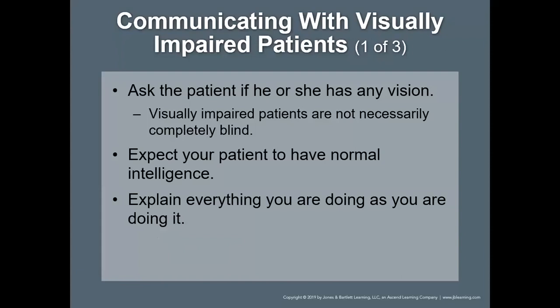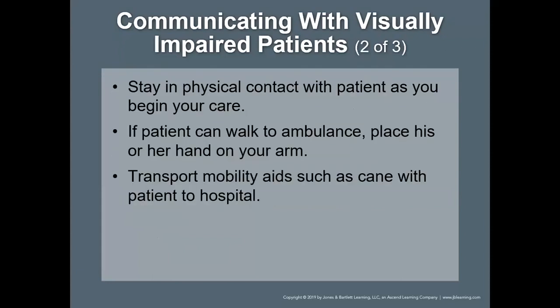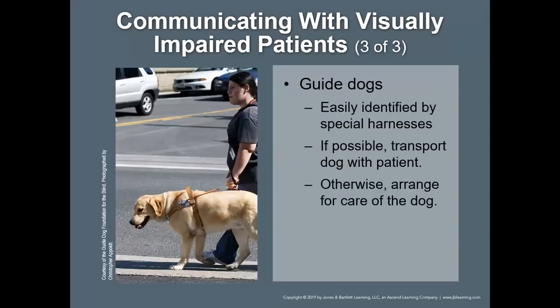If you're moving stuff around in their environment, you need to put it back because their environment is set up a particular way where they can navigate based on where things are. So stay in physical contact with the patient as you begin your care. If the patient can walk to the ambulance, place his or her hand on your arm. Transport mobility aids such as a cane with the patient to the hospital. Some of these patients may have a guide dog, easily identified by a special harness. If possible, transport the dog with the patient, otherwise arrange for care of the dog.